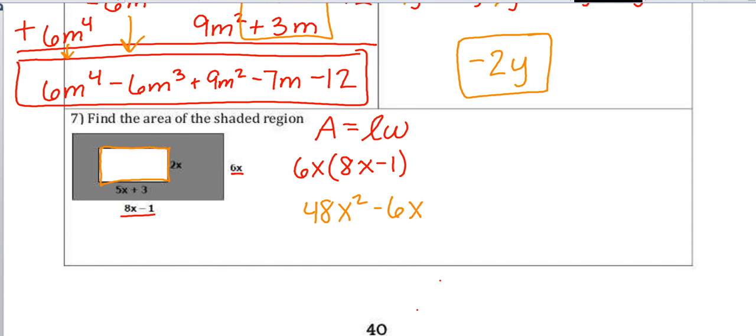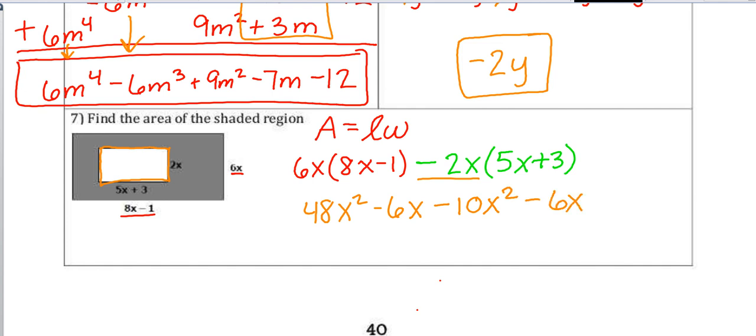Now, since I'm taking out that middle rectangle, I'm still going to have to multiply to figure out the area of this rectangle, but I'm taking it out, so therefore I'm subtracting it. So I'm going to be subtracting 2x times 5x plus 3. And again, that is technically a negative 2x. So when I distribute it, I'm going to end up with a negative 10x squared minus 6x.